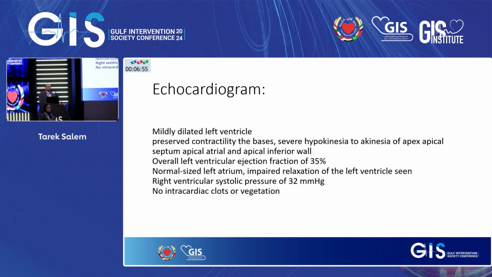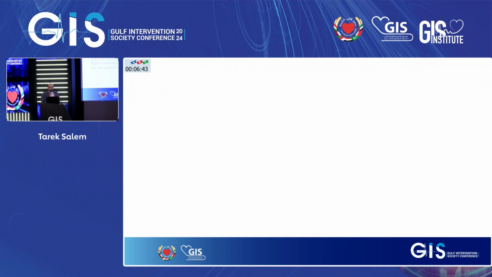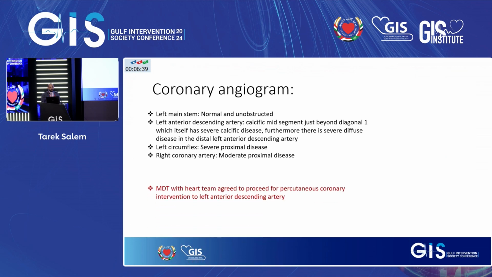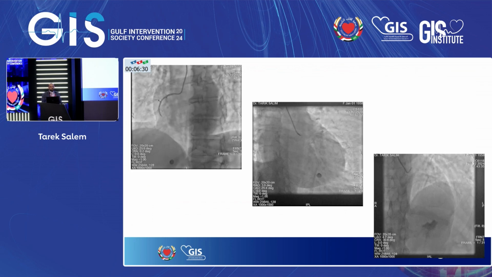Her echocardiogram showed a mildly dilated ventricle with an ejection fraction of 35% and regional wall motion abnormality, mainly in the anterior LAD territory. So we took her to the cath lab and did an angiogram, and the angiogram shows mainly disease in the left anterior descending artery. We had an MDT discussion, and we thought we would proceed with PCI.